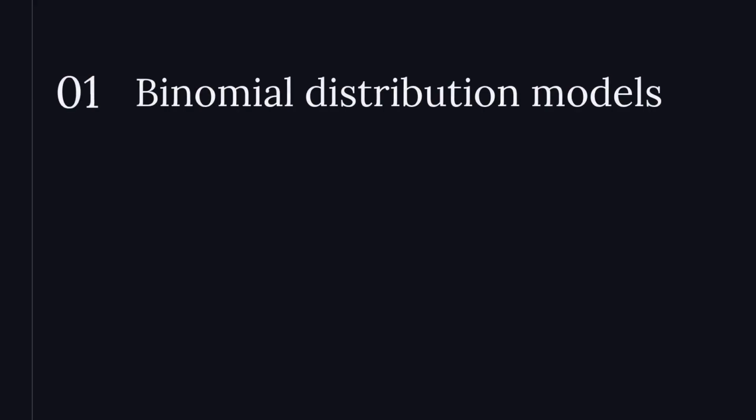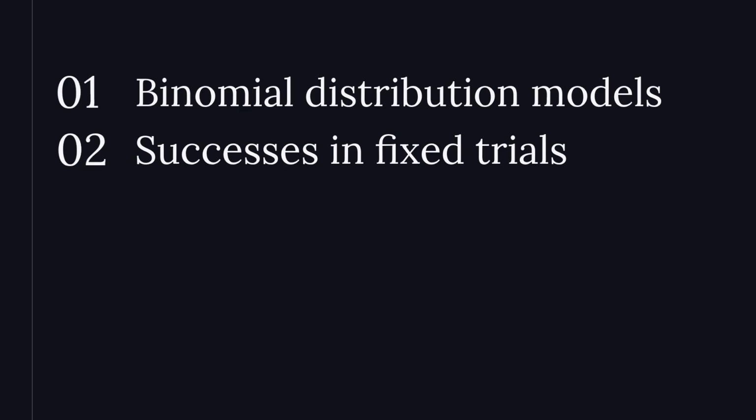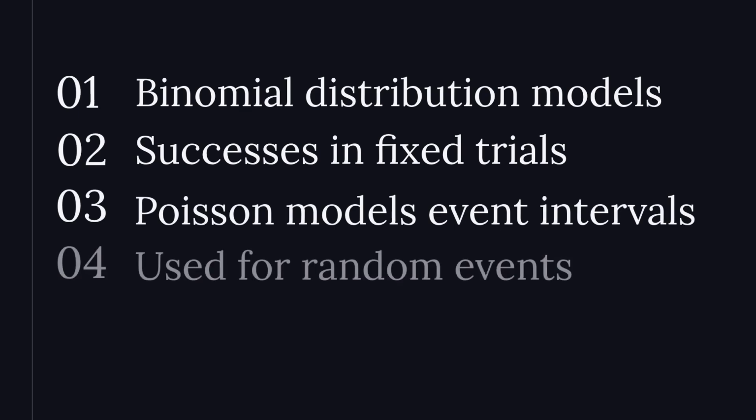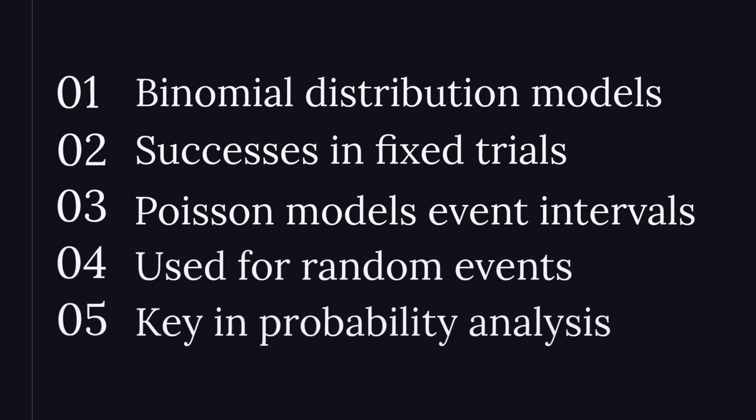The binomial distribution models successes in fixed independent trials. It's used in scenarios like defective products or marketing responses. Poisson distribution models events within a fixed interval, such as call center calls. It's useful for analyzing random event frequency. Both distributions are key in discrete probability analysis.